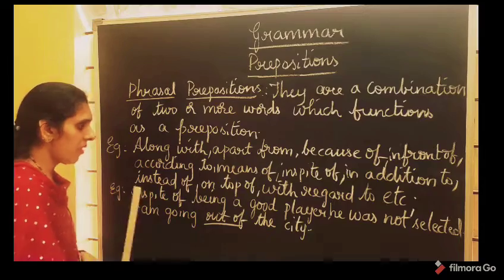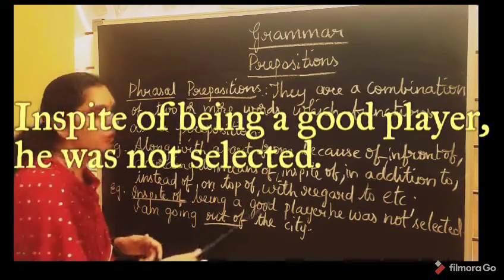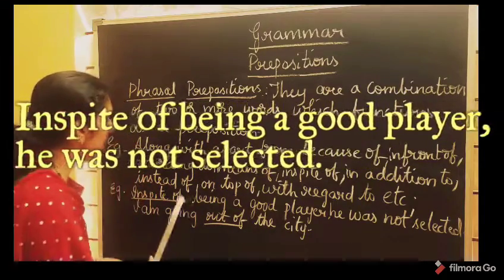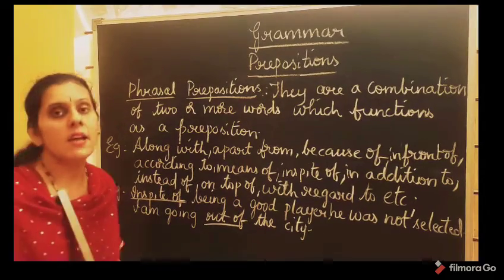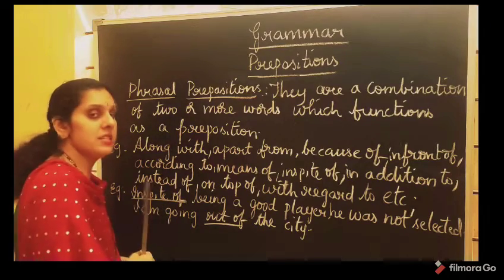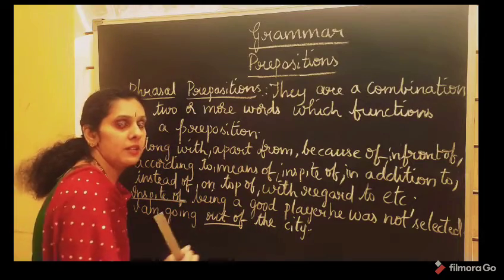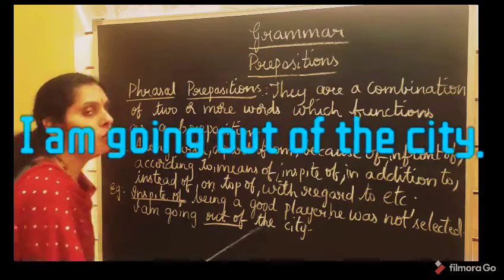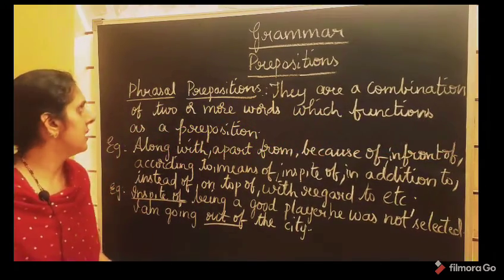See here, I have given it in the form of sentences also. In spite of being a good player, he was not selected. Here, in spite of is a phrasal preposition, a combination of two or more words which is acting as a preposition. In spite of being a good player, though he is a good player, he was not selected. Next, I am going out of the city. Here, out of is again a phrasal preposition.